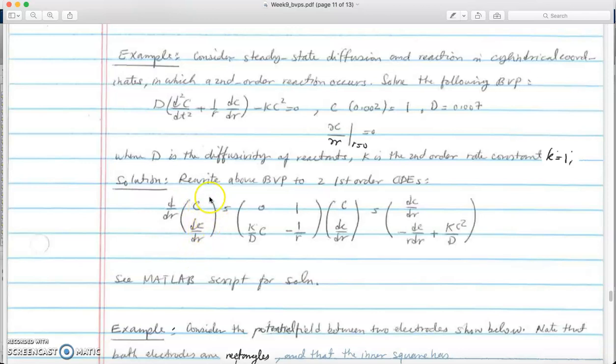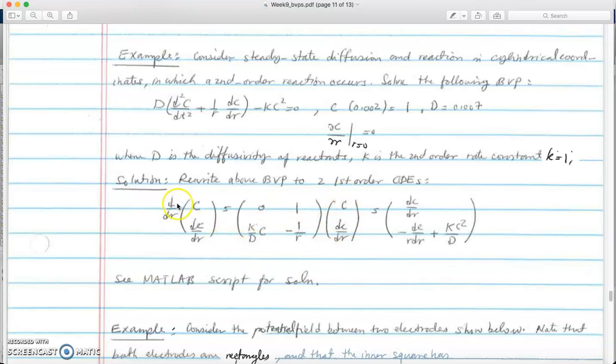I put these two in a vector. So now I have C and dC/dr. These two will be my unknown list. Then I look at the derivative of this vector with respect to r. The first one is d/dr of C, which is by definition just dC/dr, so we don't have any new information in here. So we just write dC/dr as 0 times C, which is 0, plus 1 times dC/dr, which is dC/dr. So this row times that is going to be dC/dr.